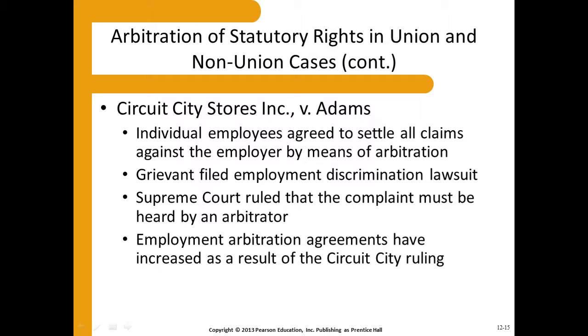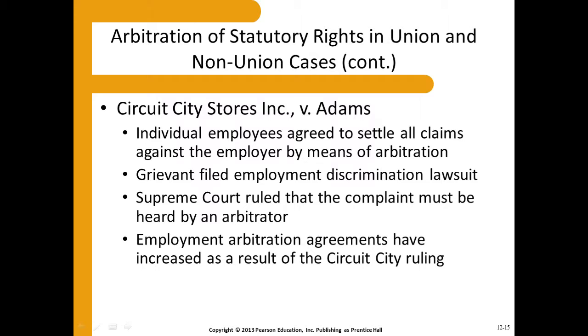Even those violations that might have been considered violations under the Civil Rights Act or other federal, state, or local common law. 2 years later, the employee filed an employment discrimination lawsuit against Circuit City, and Circuit City filed a suit to require him to submit to final and binding arbitration.